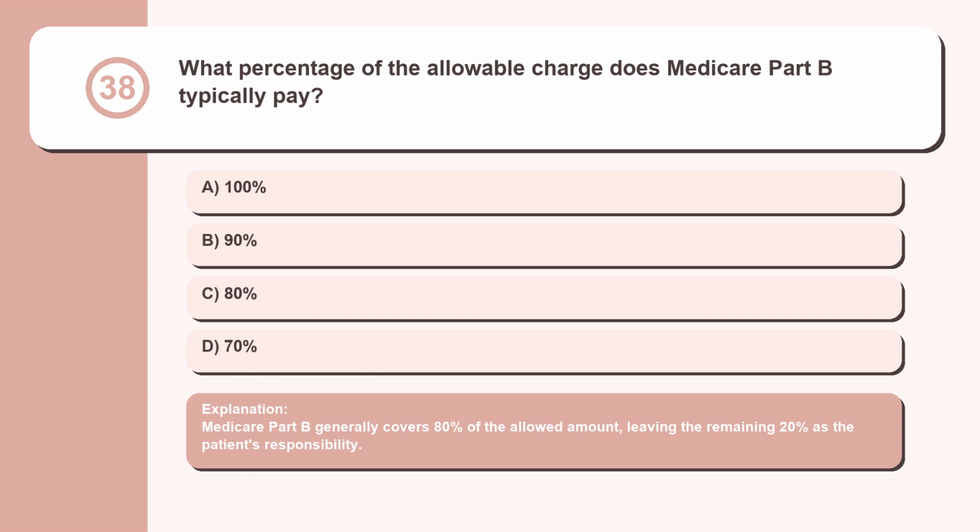Explanation. Medicare Part B generally covers 80% of the allowed amount, leaving the remaining 20% as the patient's responsibility.